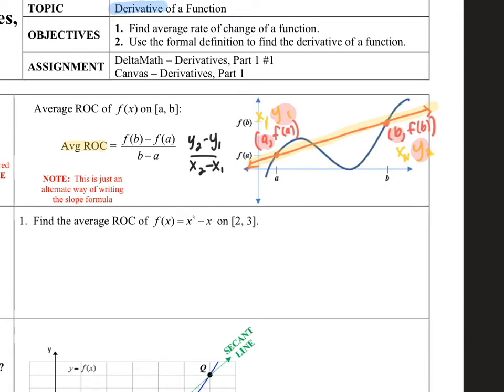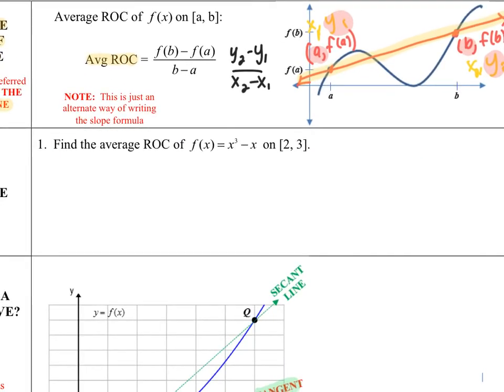So let's go on and do a quick example. Example 1 is asking me to find the average rate of change of this function f of x on the interval from 2 to 3. So the first thing I'm going to do is call the beginning of my interval my a, and this is my b. And now I'm just going to apply the slope formula, the average rate of change formula. So that would be f of 3 minus f of 2 over 3 minus 2.